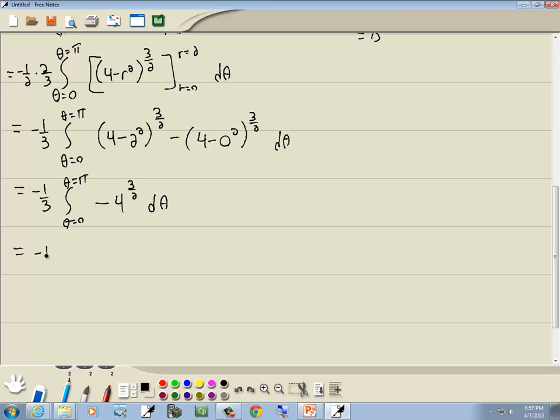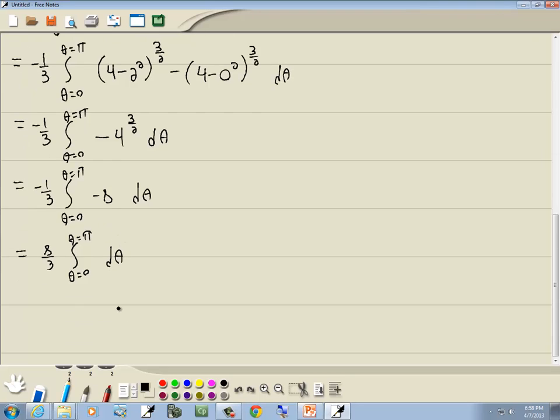So this becomes negative 1/3, theta is equal to 0 to theta is equal to pi of -8 d theta. Well, the -8 I could put clear out in front, so that gives us 8/3, theta is equal to 0 to theta is equal to pi of d theta.